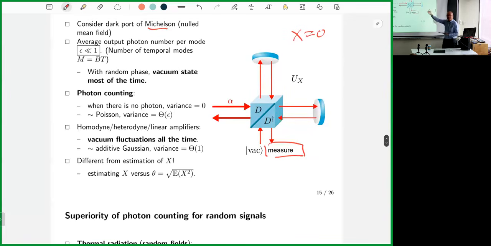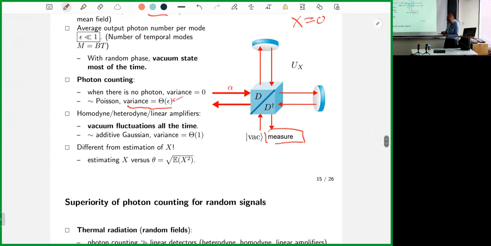Well, of course, sometimes you get some signal coming in. So the signal is Poisson, so you get some variance. But then the variance of Poisson photon counting just scales with the signal.